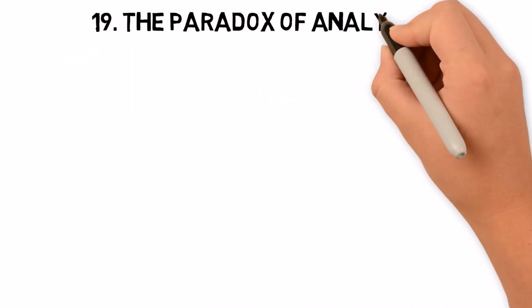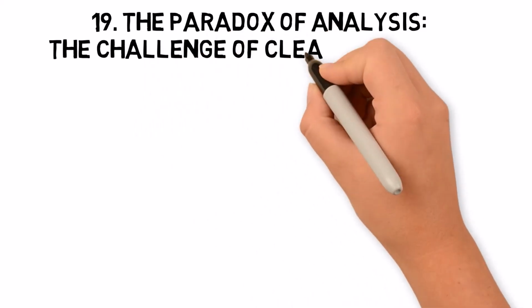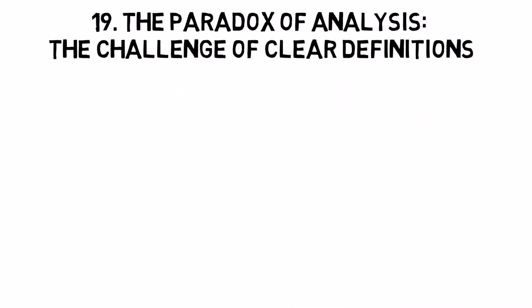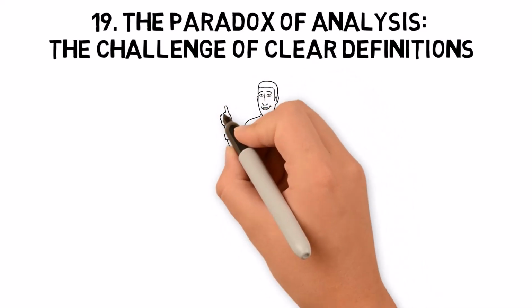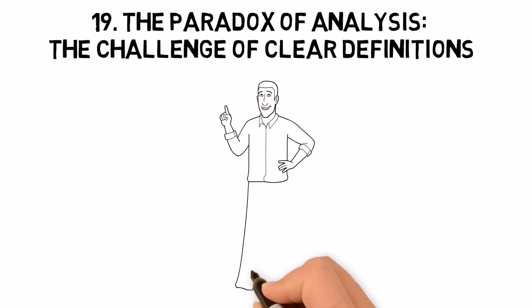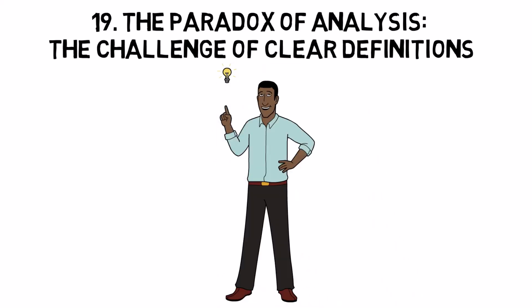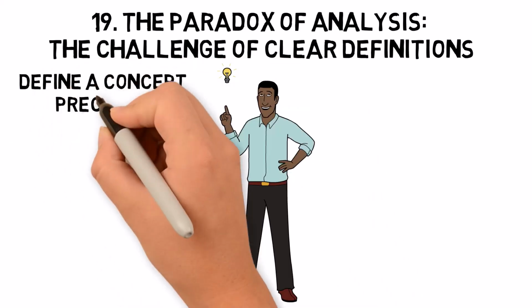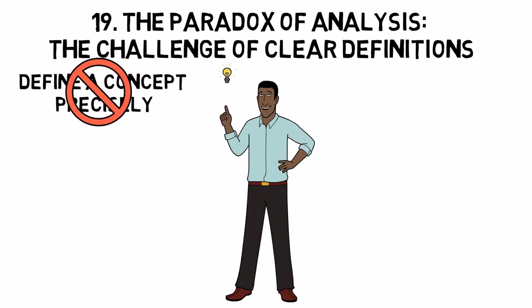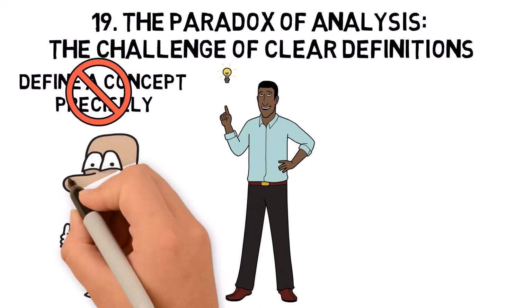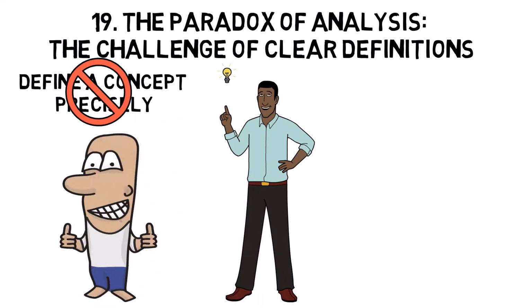19. The paradox of analysis, the challenge of clear definitions. The paradox of analysis deals with the problem of defining concepts in a way that is both clear and informative. If we try to define a concept precisely, we might not add any new information, making the definition unhelpful. But if we make the definition more informative, we might end up changing the meaning of the concept.